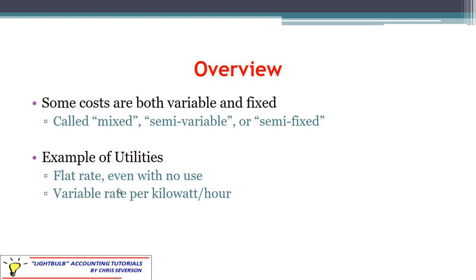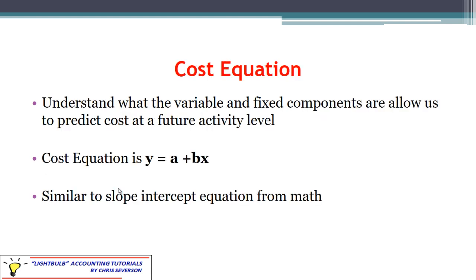Now with the example of utilities, you're probably going to be able to identify what the flat rate is as well as what the variable rate is. They'll probably publish that for you on your bill. However, in reality, not all costs work that way. Some costs have a variable and a fixed component, and you cannot easily identify what the mixture is. It is important to understand what the variable and fixed components are, because we're going to use that data to try to predict cost at a future activity level.